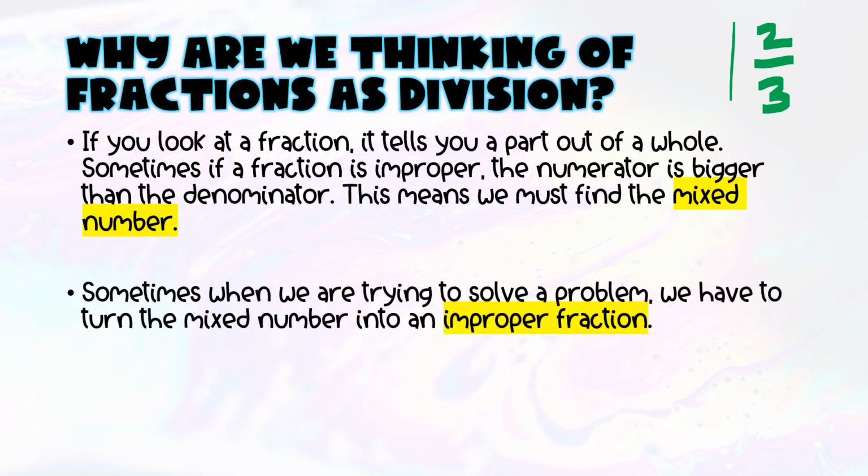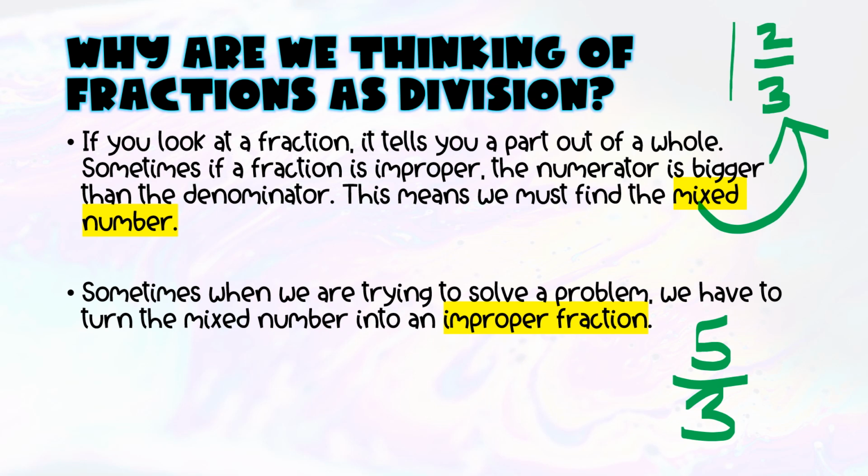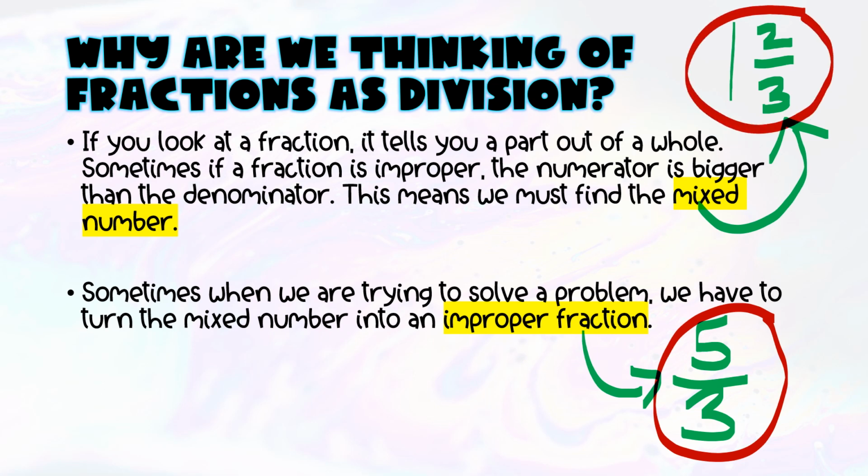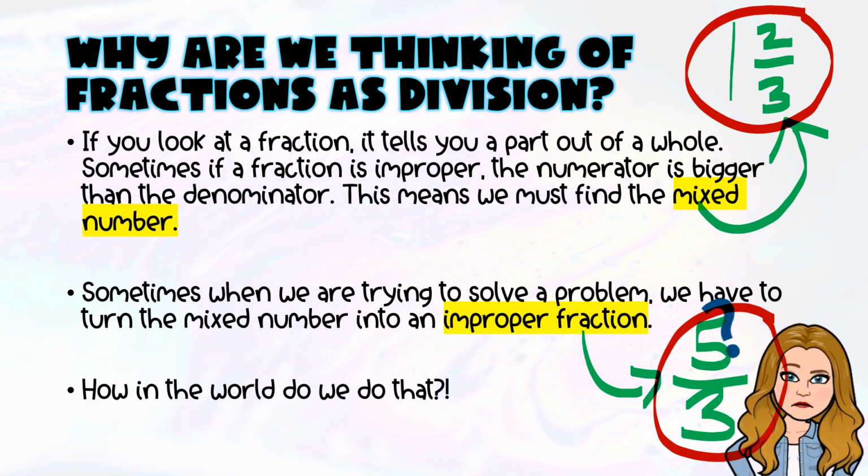Sometimes when we're trying to solve a problem, we have to turn the mixed number into an improper fraction. An improper fraction is whenever the number on top is bigger than the number on the bottom, so the numerator is bigger than the denominator. An example of a mixed number would be 1 2/3, and the improper fraction would be 5/3. We're going to figure out today why these two values are the same and how we get there. So how in the world do we do that? Well, I am going to show you on the next slide.